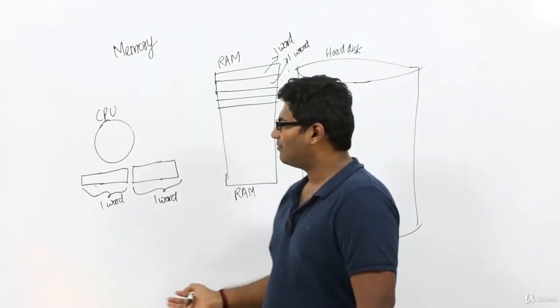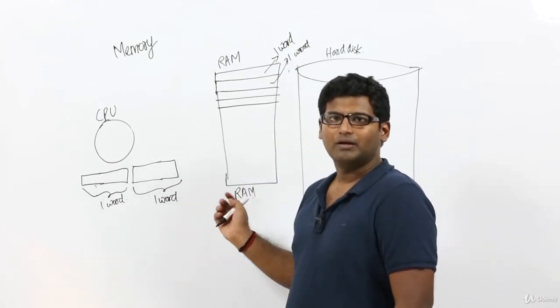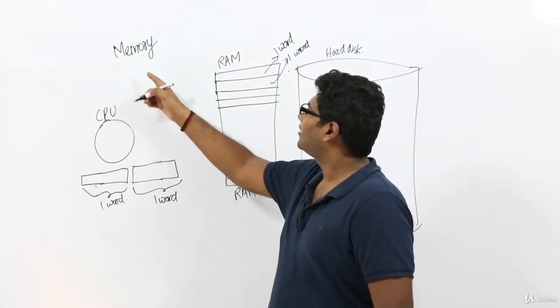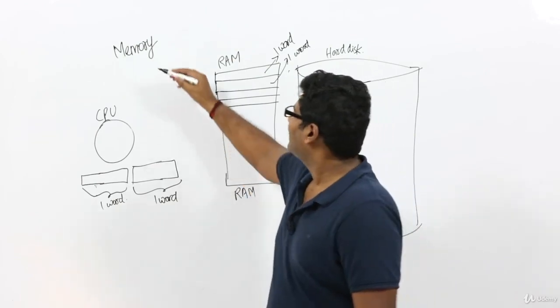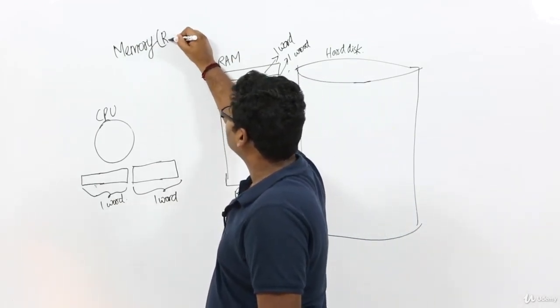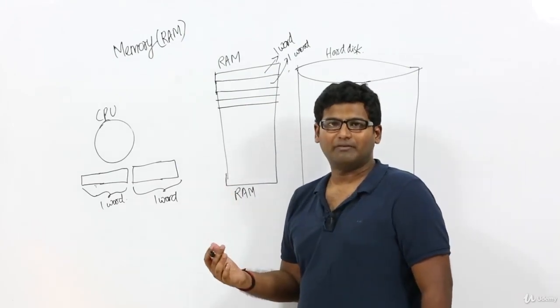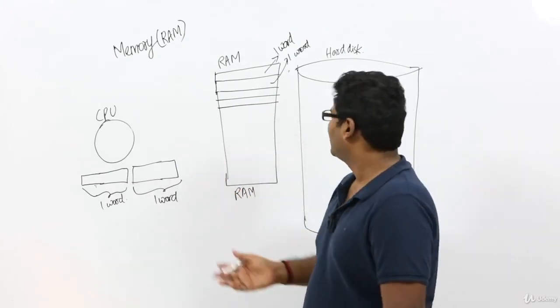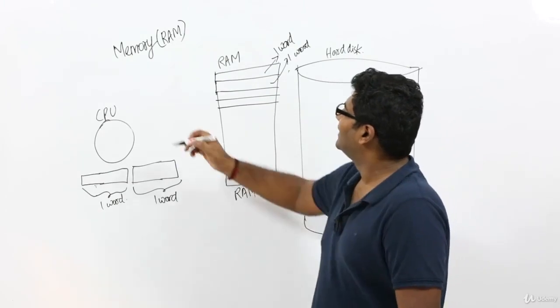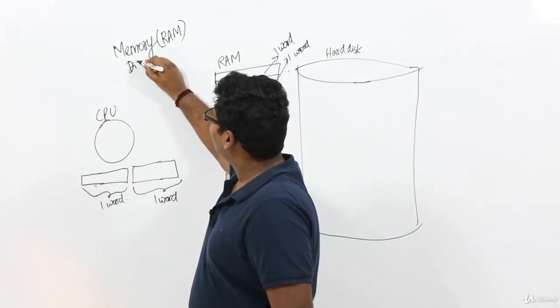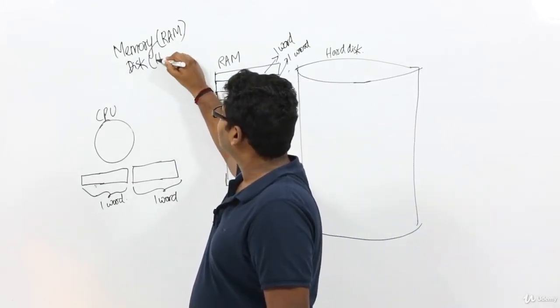Now what do they really mean by memory? All these are memory, right? But by convention, whenever they use the word memory, it means RAM, okay? Random access memory. It has been used as a convention. Whenever they use the word RAM, it means memory. Whereas for hard disk, they use the word disk, okay? In case they use the word disk, it means hard disk, okay?